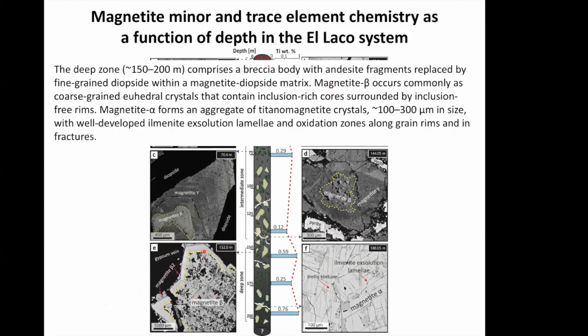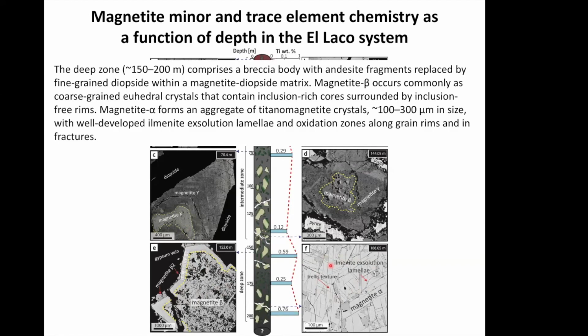Magnetite beta, which I'm tracing over here at the bottom left, commonly occurs as coarse-grained euhedral crystals that contain inclusion-rich cores, and you can see that here, all of the black within magnetite is the inclusion-rich core, surrounded by inclusion-free rims. And then if we look at the deepest part of the section, we see magnetite alpha, which forms an aggregate of titanomagnetite crystals with well-developed ilmenite exsolution lamellae.